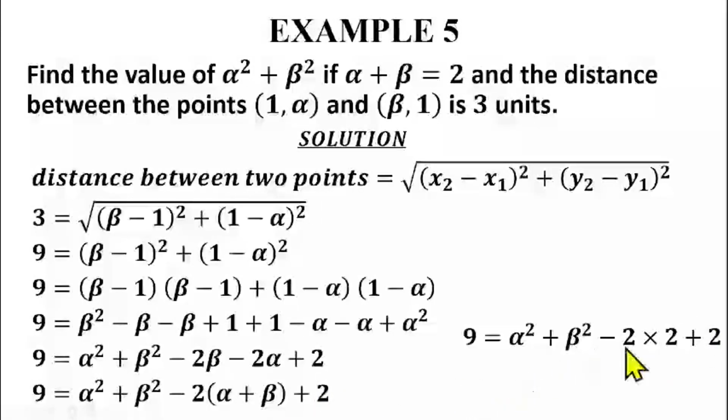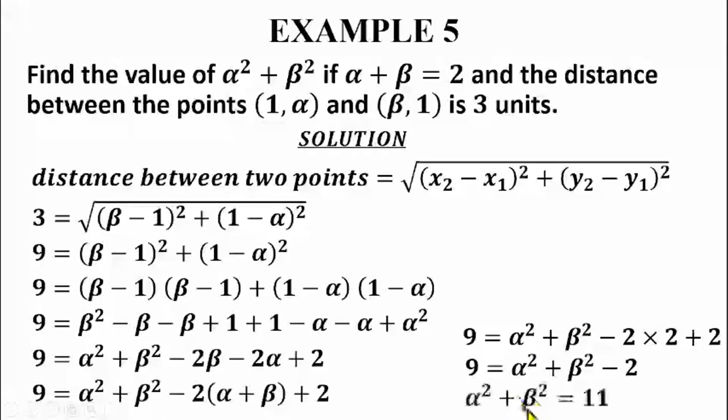So if you simplify that, minus 2 times 2 will give us a minus 4. Then minus 4 plus 2 will give us a minus 2. So you'll be having 9 equals alpha square plus beta square minus 2. Then take 9 minus 2 to this side. So you'll be having alpha square plus beta square to be 9 plus 2, and that will give us 11. So the value of alpha square plus beta square is going to be 11, which is the solution to that question.